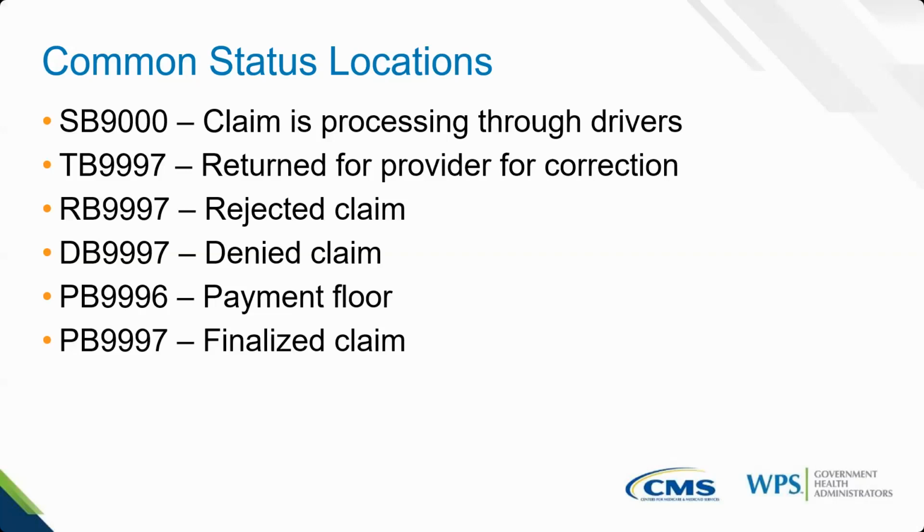So for electronic claims, the waiting period is 14 days. And for paper claims that are eligible, they will not be eligible for payment until 29 days. So after that waiting period, the claim is going to move to PB 9997, and that's going to be considered finalized. So that's when it's going to populate to a remittance advice, and you'll see the final processing.